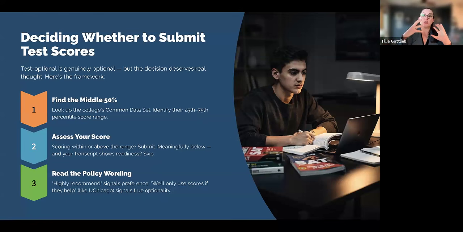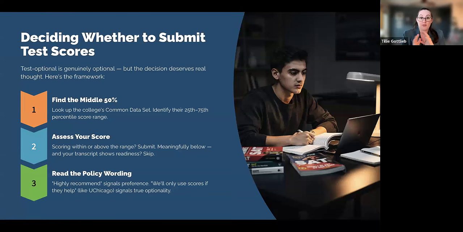So what you're going to do, usually the websites will report the middle 50%, the 25th to 75th percentile of scores reported. But it's going to be on the common data set, and that is in section C9, I think. I have my little notes here. I don't just know that off the top of my head, I promise.